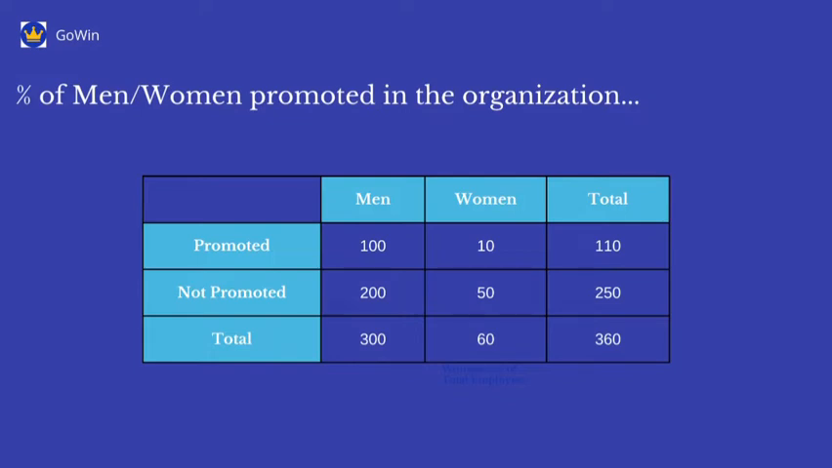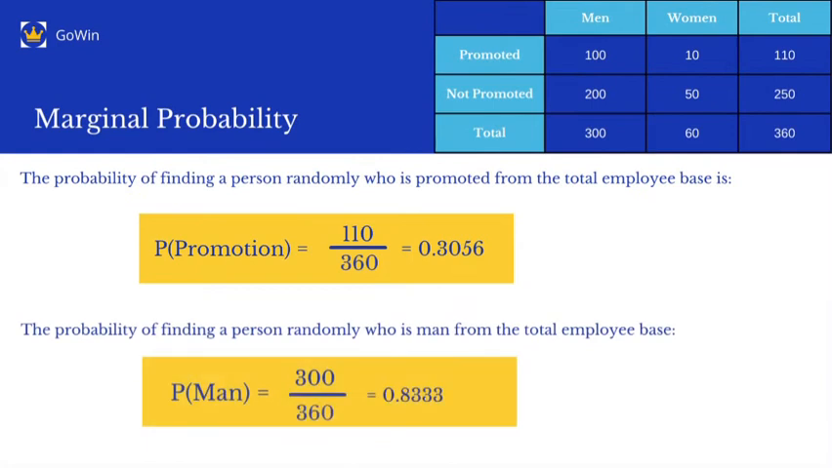100 men got promoted of 300 men, and 10 women got promoted from a total of 60 women in the organization. She calculated three things. One, marginal probability, which is promotion probability calculated independently of any other event in this case study. For example, what is the probability of finding a person randomly who is promoted from the total employee base, which gives us a 0.30 marginal probability.